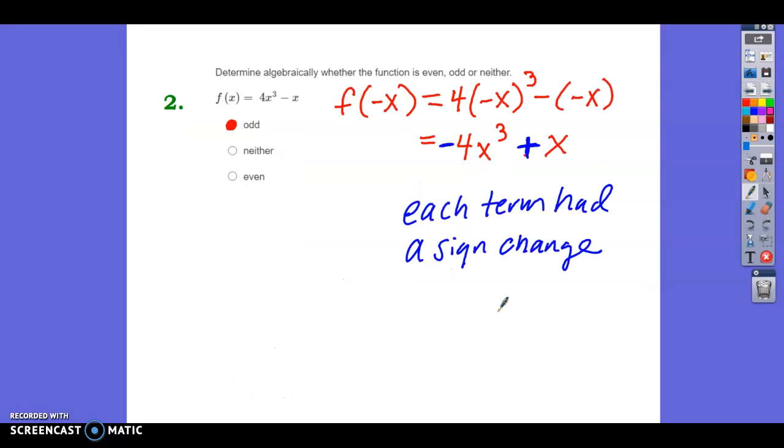Determine algebraically whether the function is even, odd, or neither. So we have to input -x and see what happens to our signs. So when we do this, both signs for each of those terms change, so 4x cubed becomes -4x cubed, and -x becomes +x. Each term has a sign change, so that's an odd function. We just took the whole function and multiplied through the entire thing by a negative. Odd.